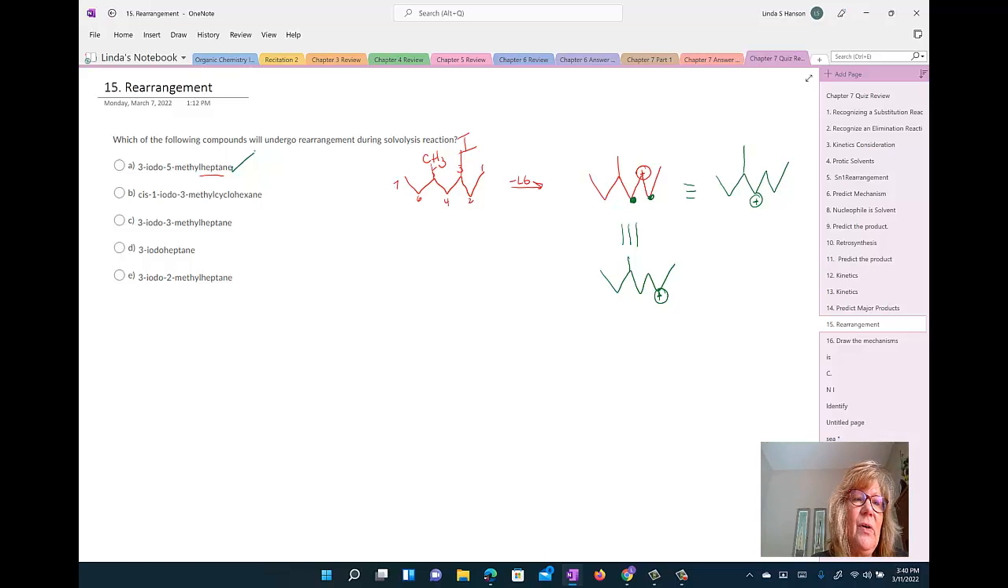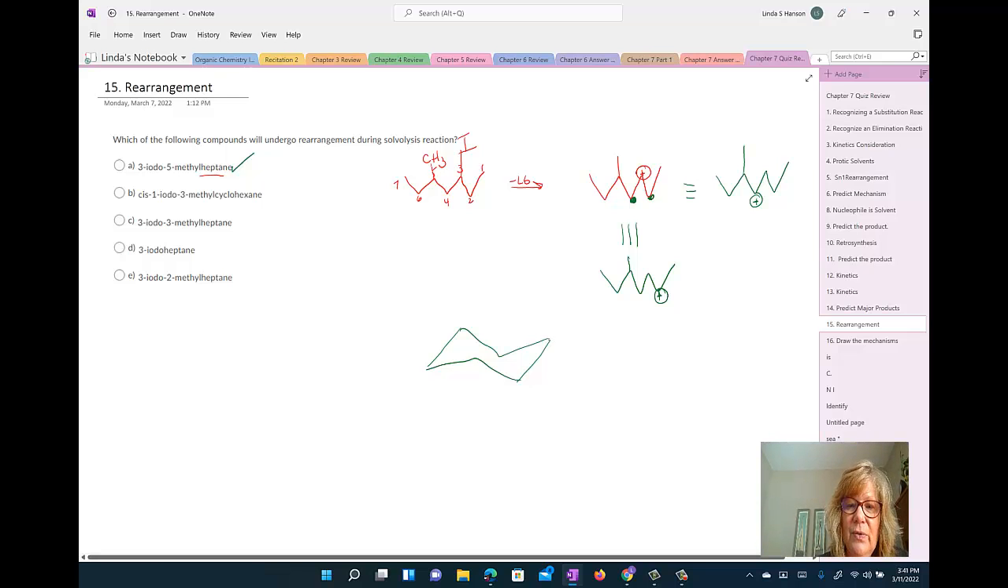Letter B, this one says cis 1-iodo-3-methylcyclohexane. Okay, I'll try to draw a cyclohexane. Cis means both up or both down. So 1-iodo, so let's put iodine pointing up at carbon number 1. And at carbon number 3 is a methyl, it also has to point up. So when the leaving group leaves, it would form a carbocation right here, and we can see that this is the methyl in both positions, position to the left, position to the right. If I take a hydrogen, it's still going to remain a secondary carbocation, so that one makes no sense.